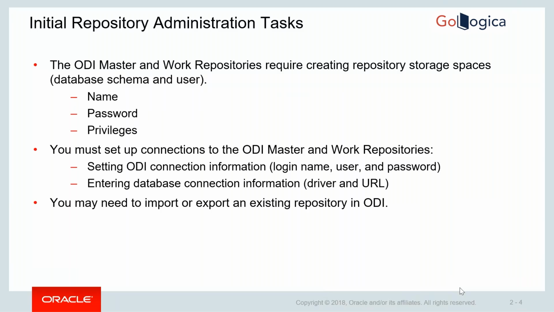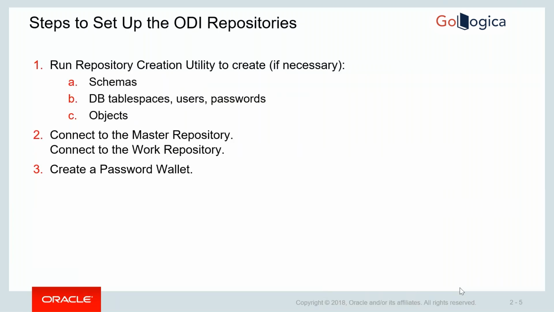We need to create the master repository and the work repository, and for that we need a database user, which we use to create the master repository and the work repository. As I told you, we have two different ways. One is with the RCU, the Repository Creation Utility, which we run, and with it we are able to create the master repository as well as the work repository. But only one physical schema is created, and under that both the master and work repository are created.